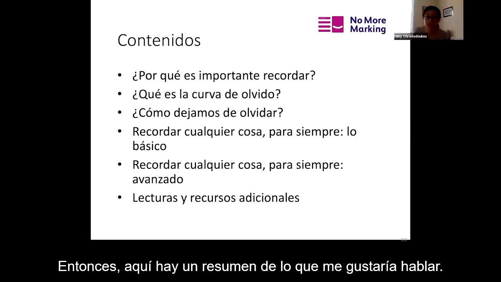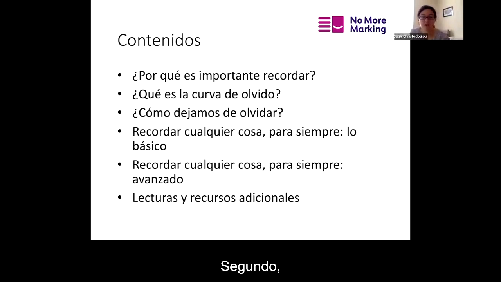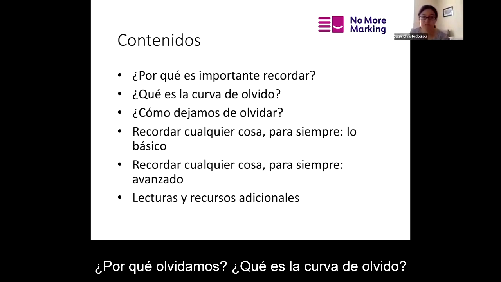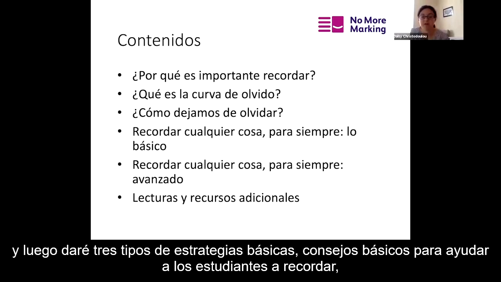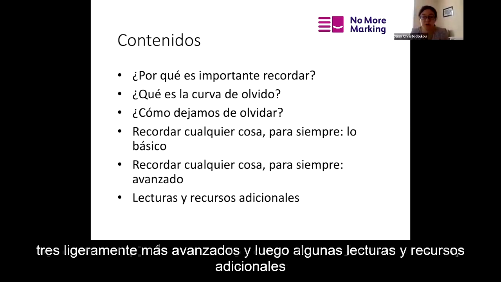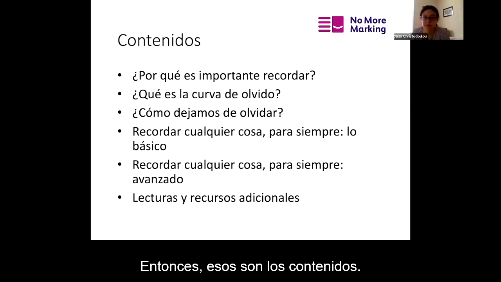So here's an outline of what I'd like to talk about. First of all, why is it important to remember? Second, why do we forget? What is the forgetting curve? How do we stop it? And then I'm going to give three basic strategies, basic tips for helping students remember, three slightly more advanced ones, and then some further reading and resources, and hopefully finish in time for a few questions and a chance for discussion. So that's the outline.